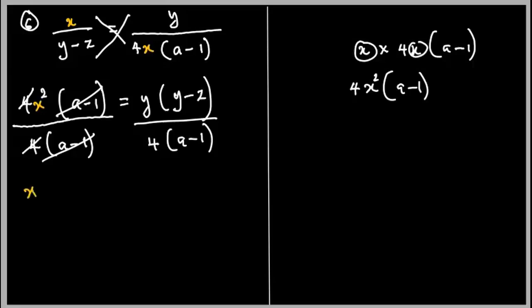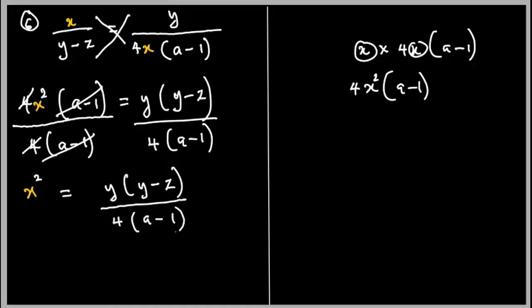And I have x squared equal to y times y minus z, all over 4 brackets a minus 1 close brackets. So you're not done yet. Now you should know what to do at this point.